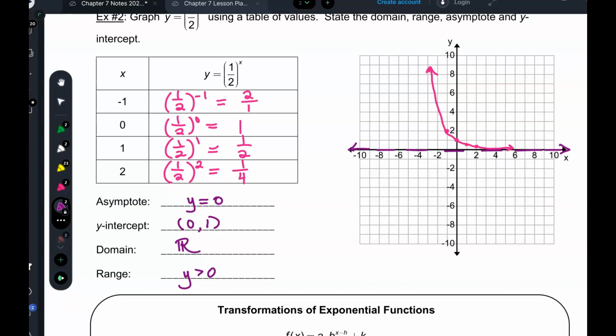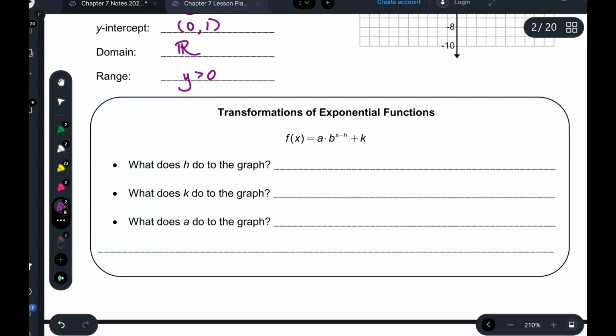Okay, so those two graphs were practice. We had exponential growth and exponential decay, one example of each. But now what happens with our transformations?